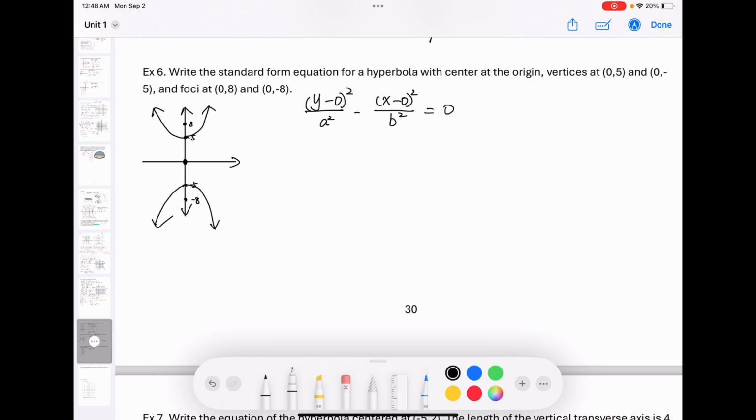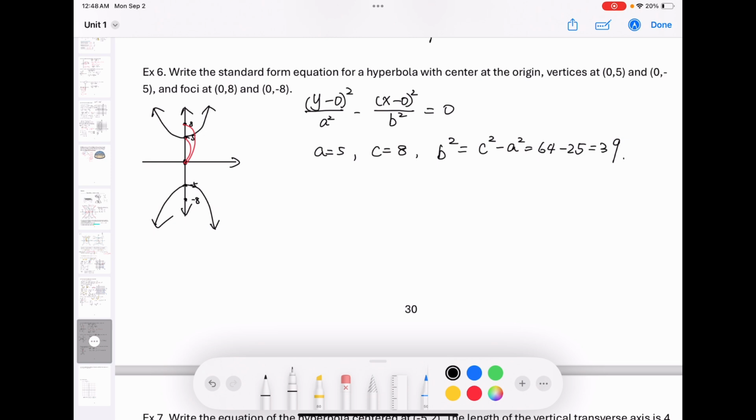Let's identify our a and b. a is the distance from here to here, which is 5. c is 8, so we can find b. Okay, a is equal to 5, c is equal to 8, and b squared is equal to c squared minus a squared. It is 64 minus 25, which is 39.